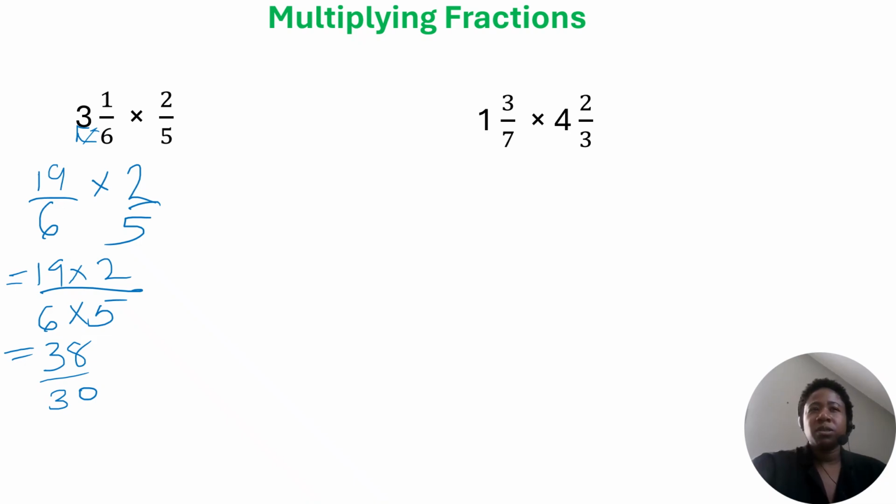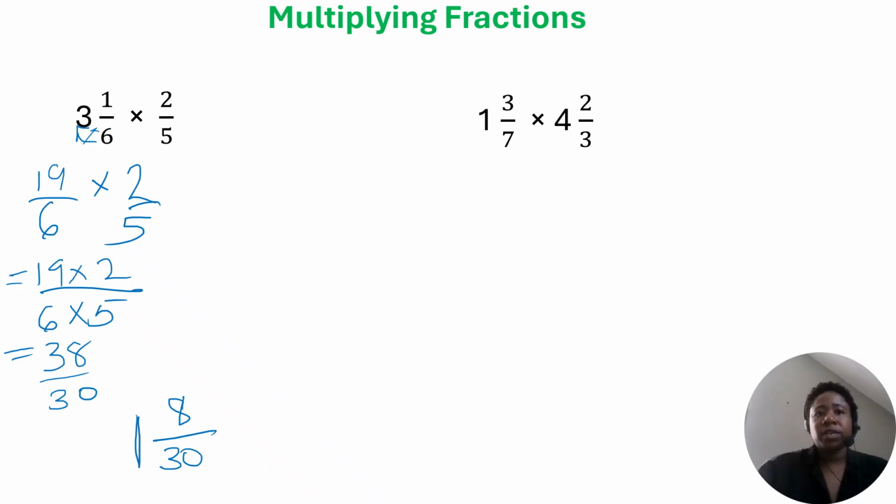So essentially, we want to know how many whole 30s can we get from 38, and that will be 1. The denominator, again, remains unchanged, and the new numerator is the remainder. So we got 30 from 38 once with a remainder of 8. So 3 and 1/6 times 2/5 is 1 and 8 over 30.